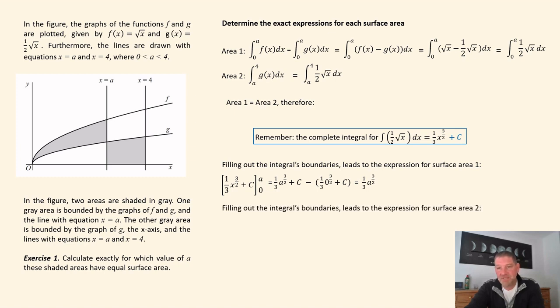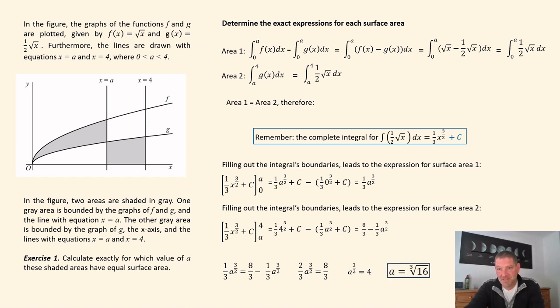Then we're going to do exactly the same for area 2. Again, take notice of the correct interval. Filling out the interval leads to this expression. Now, the surface area 1/3 a to the power 3 over 2 should be the same as the surface area for area 2, which is 8/3 minus 1/3 a to the power 3 over 2. So we put them together in one equation and we just work out for a, which leads to this.